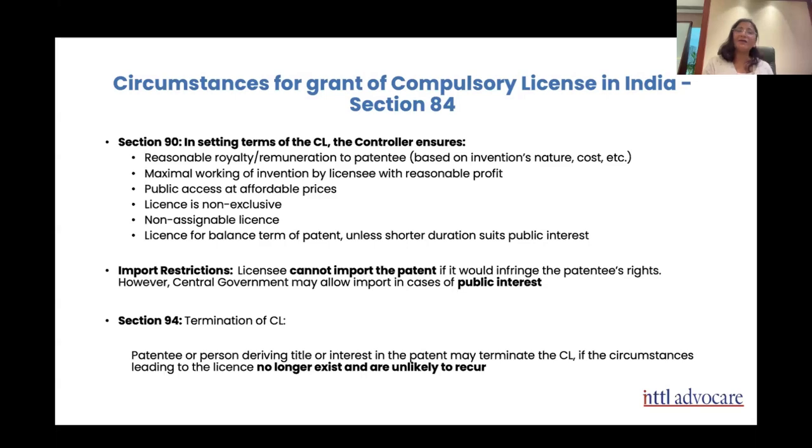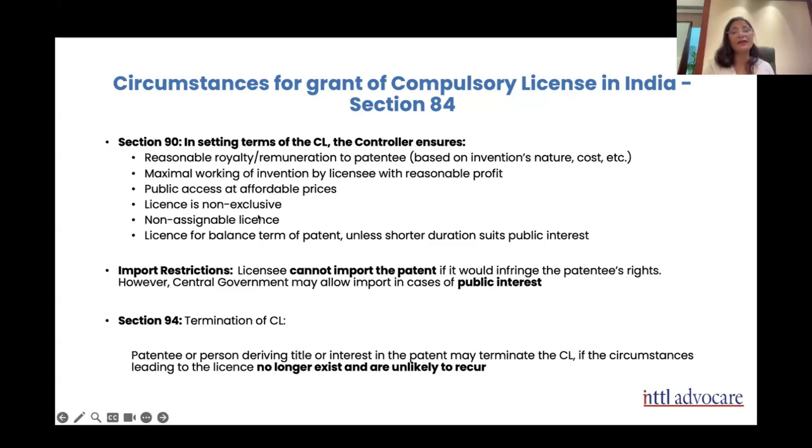Under Section 90, the terms are laid down for granting compulsory licensing. While granting the application, the controller has to ensure that certain requirements, which are the basis of the objective of granting compulsory licenses, are made. He needs to check whether there is a reasonable royalty or remuneration being paid to the patentee on the basis of invention, nature, cost, etc. Maximal working of the invention by the licensee with a reasonable profit, and public access at affordable prices, because this is one of the conditions for grant of compulsory license.